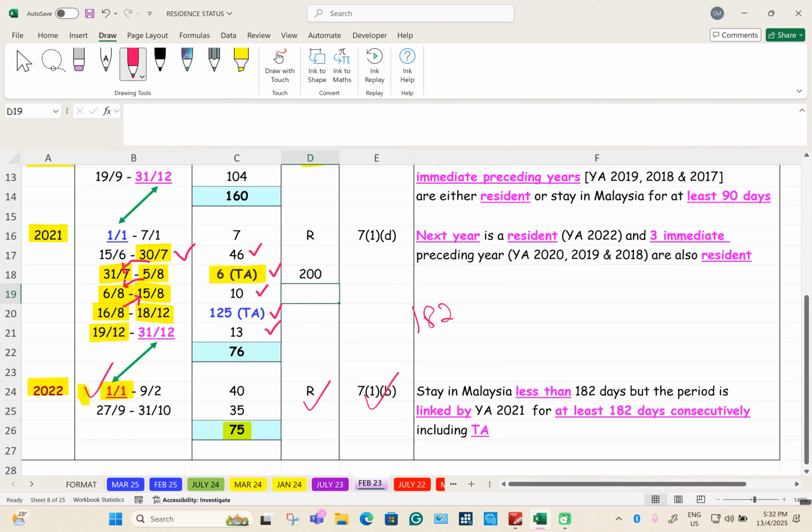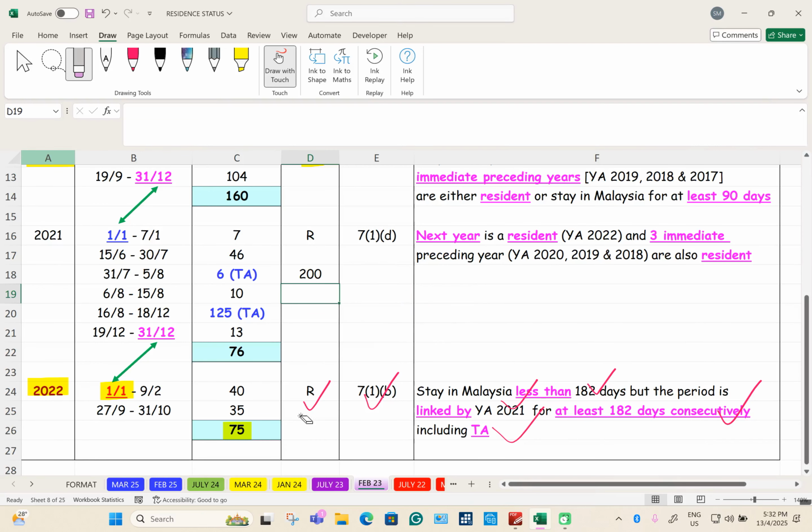Section 7, subsection 1B. How do we give reason? Stay in Malaysia less than 182 days. But the period is linked by what year? 2021. For at least 182 days consecutively, including TA. Okay. Settle for our YA 2022.